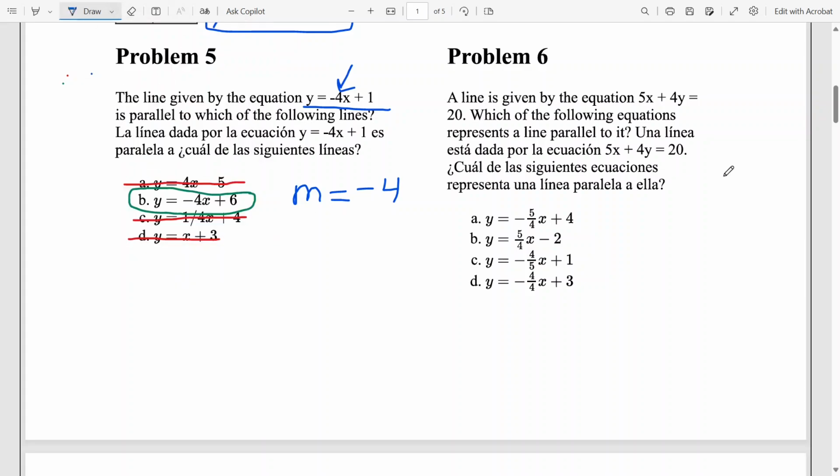All right, next problem. The line is given by the equation 5x plus 4y equals 20. Which of the following equations represents a line parallel to it? So this is written in standard form, and we want to find out the slope by putting it in slope-intercept form. So I have 5x plus 4y equals 20.